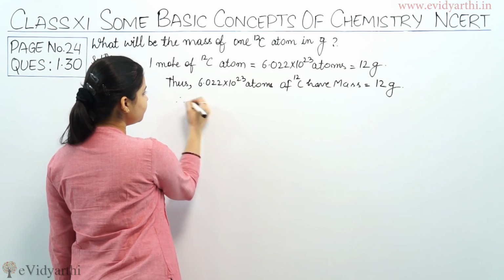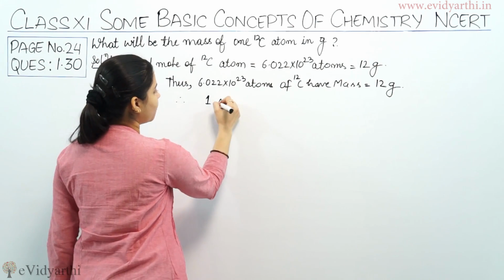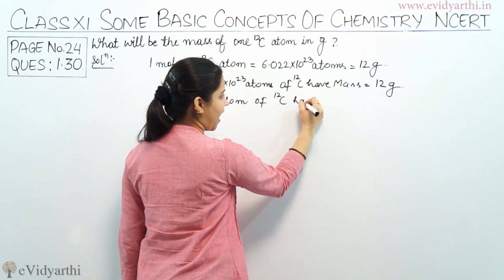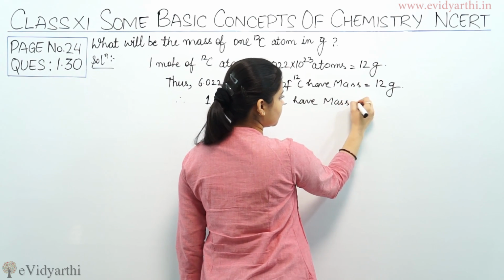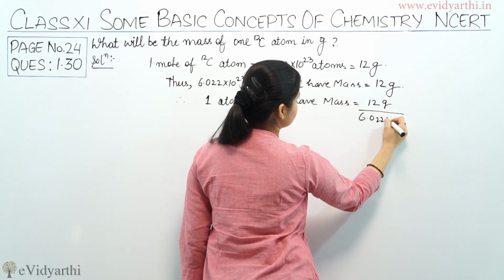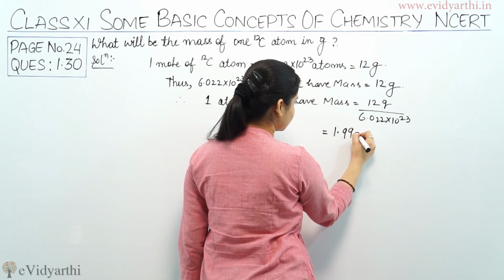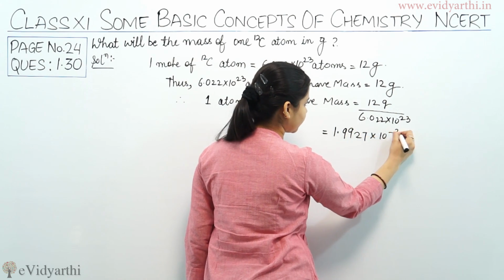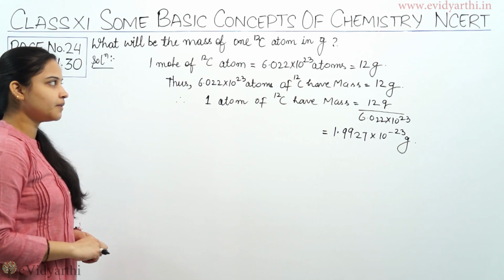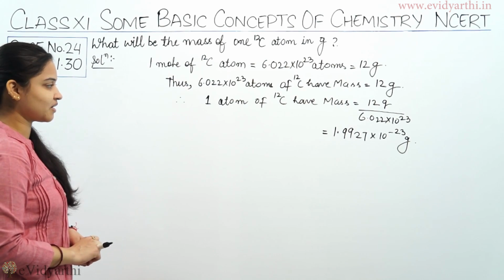Then, therefore, one atom of carbon-12 has a mass equal to 12 grams divided by 6.022 × 10^23, which becomes equal to 1.9927 × 10^-23 grams. Okay? So what will be the mass of one carbon-12 atom in grams? 1.9927 × 10^-23 grams.